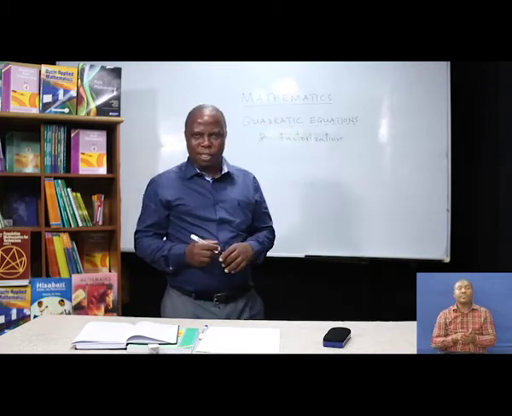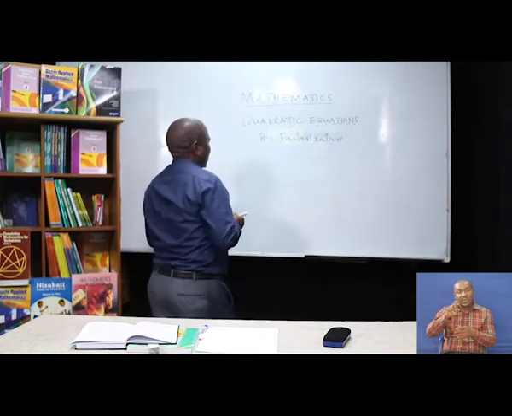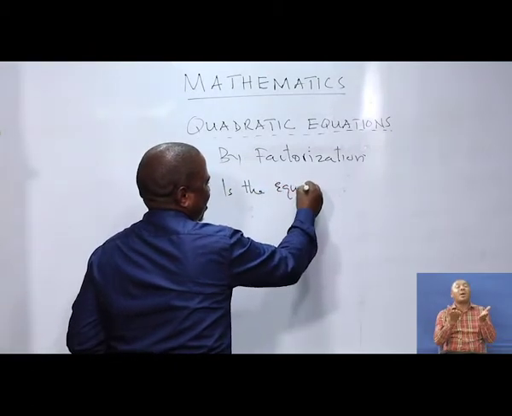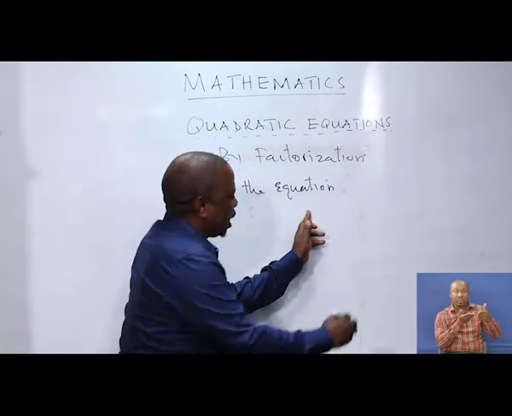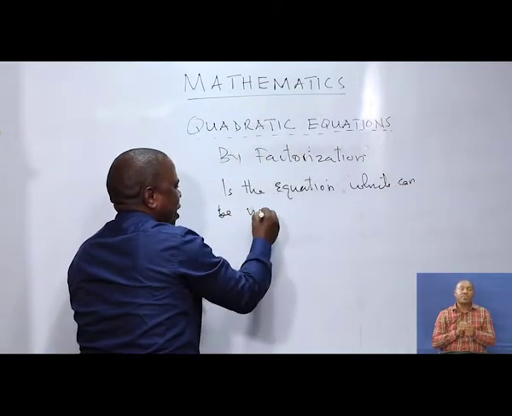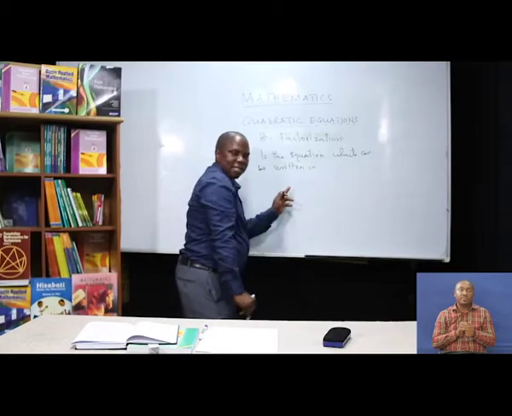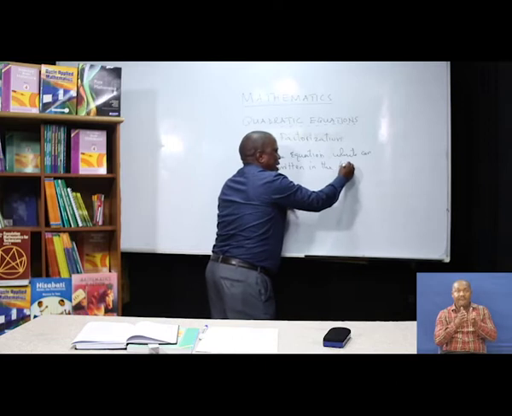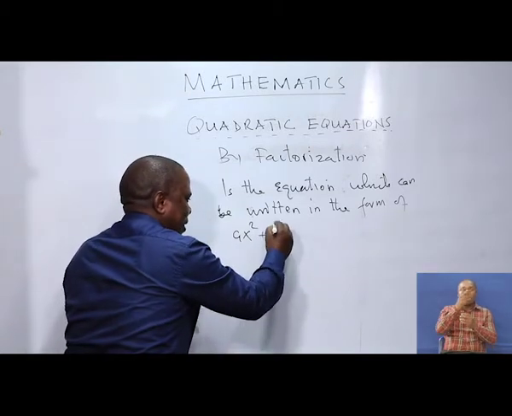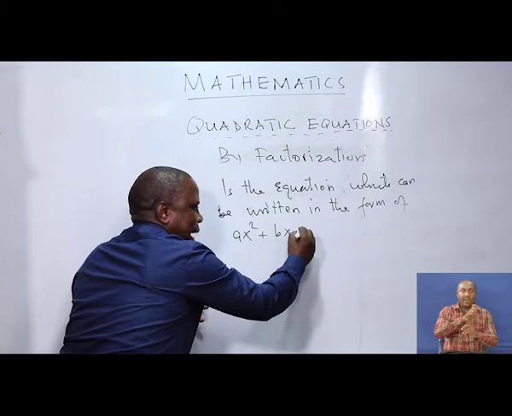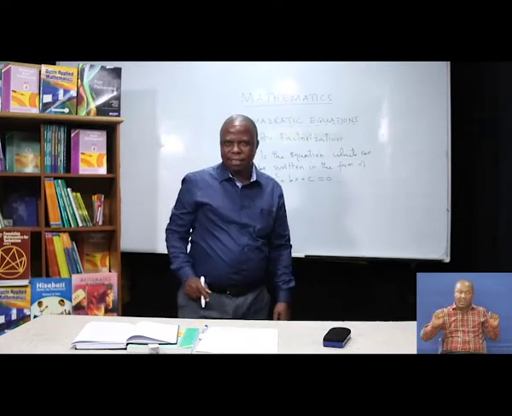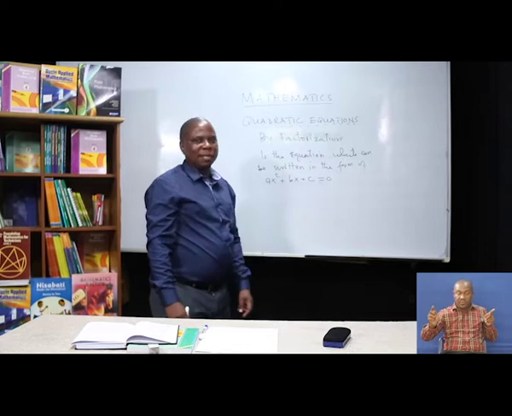So now, what is a quadratic equation? Let us start there. A quadratic equation is an equation which can be written in the form of ax squared plus bx plus c is equal to 0, where a, b, and c are real numbers.